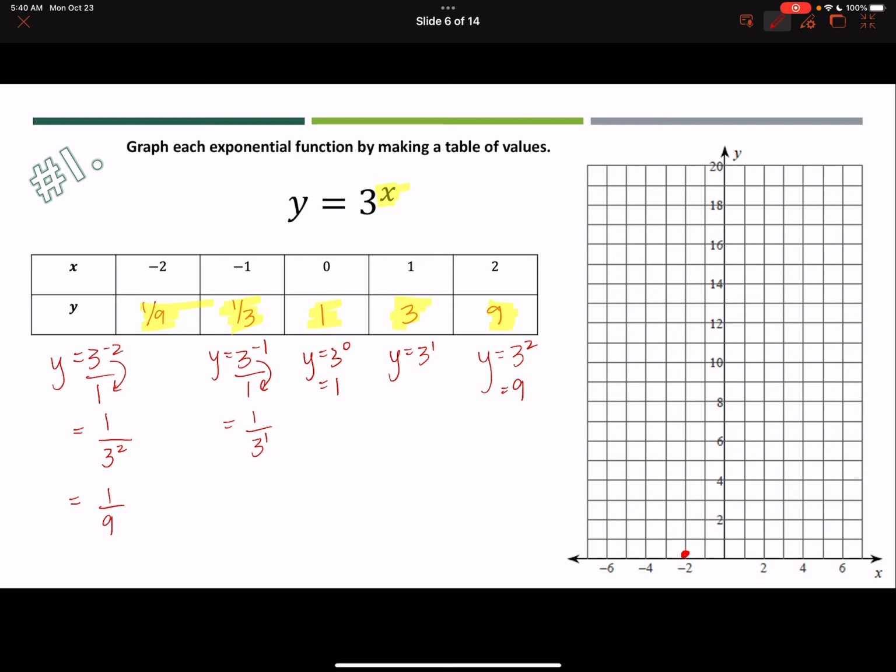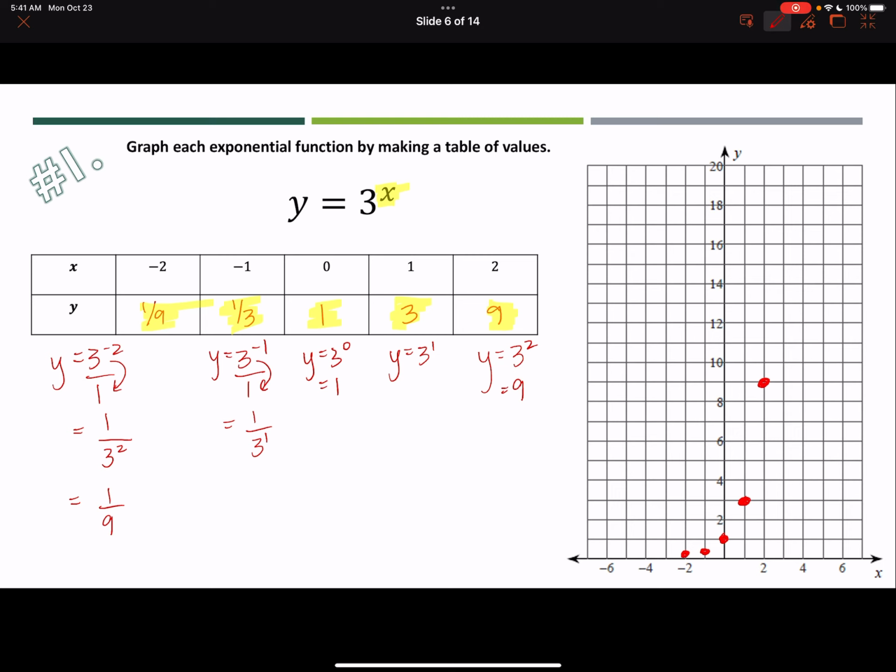-1, 1/3. 1/3 might be just a little bit higher because it's like 0.3. These aren't exact values. I'm getting as close as I can. The point 0, 1, that one's a little easier to graph. 1, 3, and 2, 9. So you can see when I plot these points, I'm starting to see that curved look.